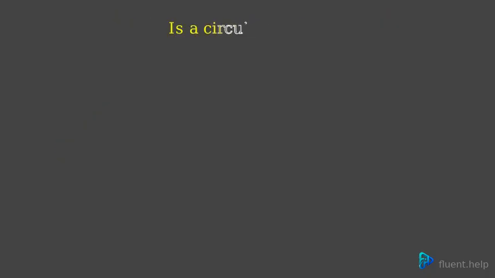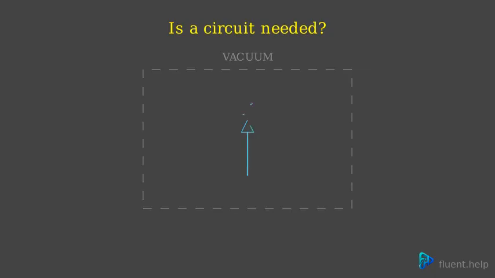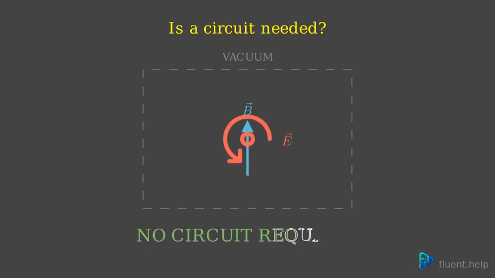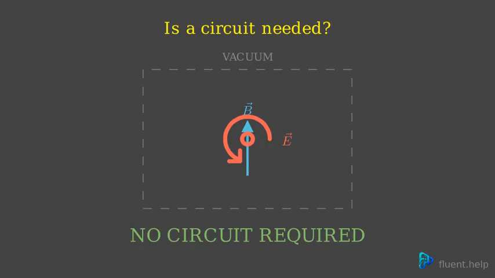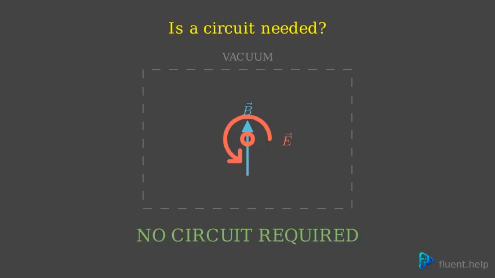Does this only happen in wires? Absolutely not. Faraday's law applies to empty space, too. If a magnetic field changes in the middle of a vacuum, an electric field is still created right there. No circuit required. This is the first hint that these fields can exist independently of matter. They can sustain each other. But we are missing one piece of the puzzle to see how.